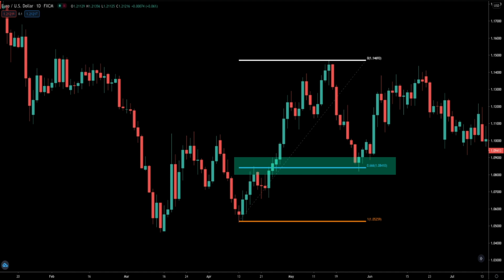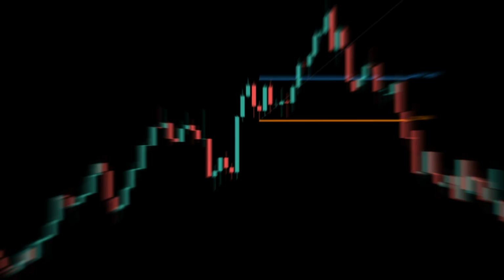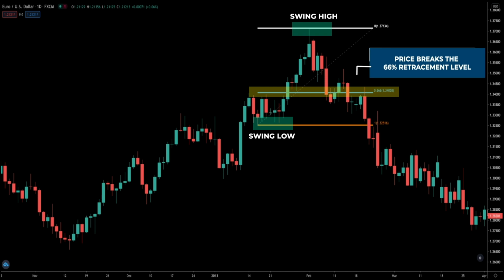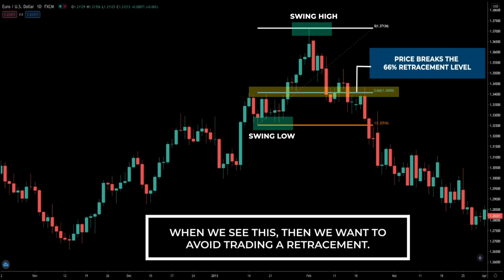Let me show you what I mean because it's much easier. Right here, we have an uptrend and a recent swing right here. And because price is in an uptrend, we connect the Fibonacci retracement tool from the swing low to swing high. In this case, we can see that price breaks the 66% retracement level. When we see this, then we want to avoid trading a retracement.